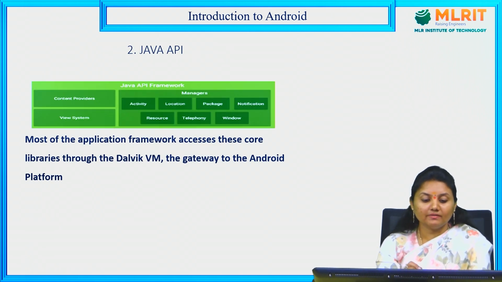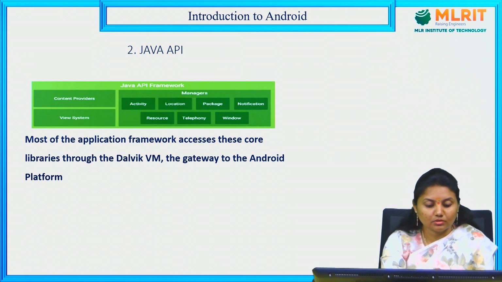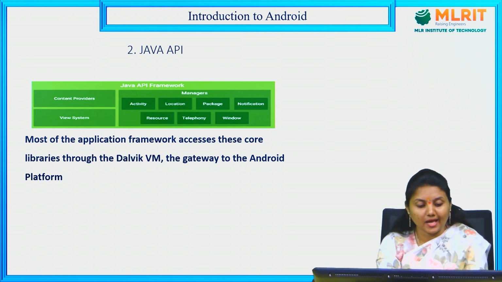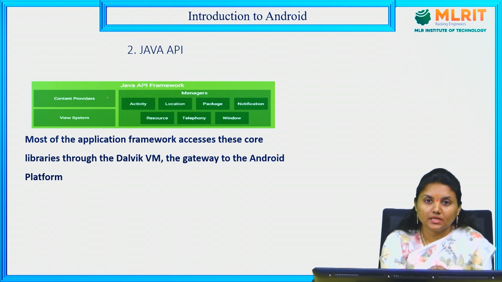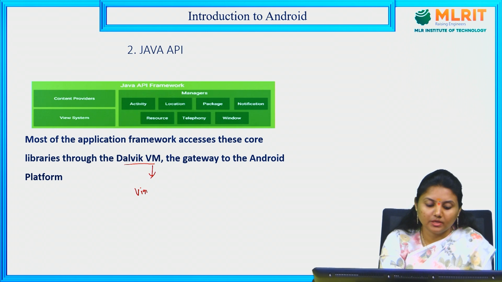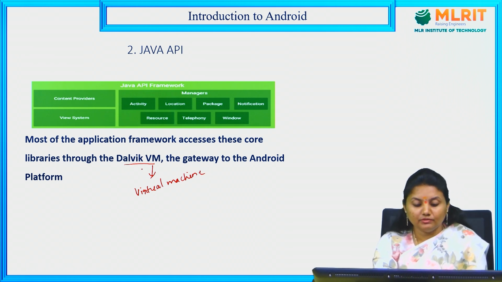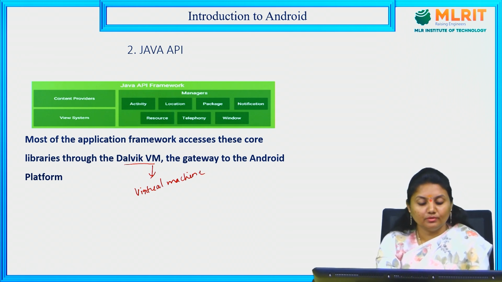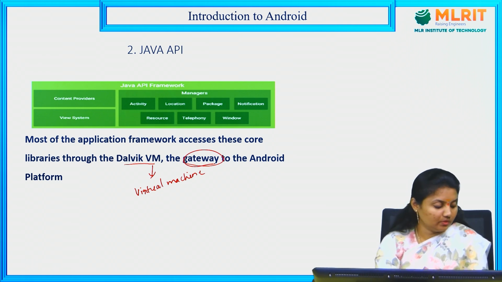So what is Java API? As we have discussed all this, most of the application frameworks access the core libraries, and those core libraries work through the Dalvik VM. Dalvik VM is nothing but a virtual machine, like your JVM. It uses the Dalvik virtual machine in every Android Studio, as it acts as a gateway to the Android platform. Okay.